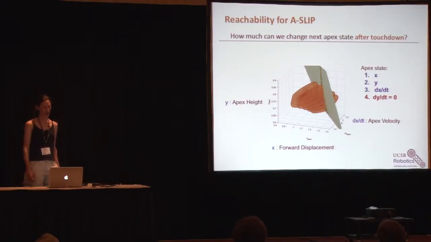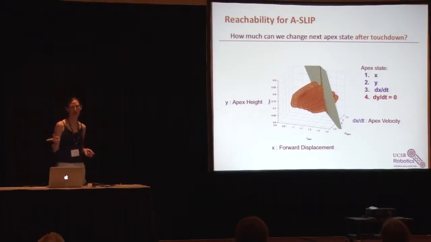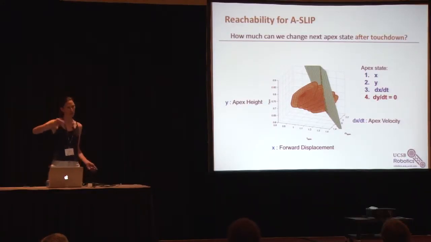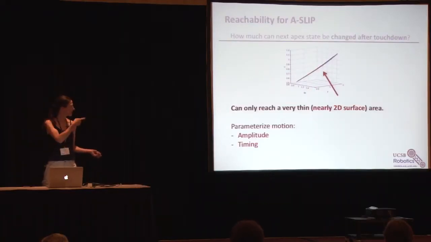The idea is, how much can we change the next apex state after you've already committed to a particular touchdown angle? Passively, there's going to be one particular apex state. The apex state has positions x and y, and velocities in x and y. By definition, the apex state has zero velocity in y, leaving a three-dimensional state space. Once I commit to a touchdown angle, whatever I do to wiggle that actuator, I'm going to end up pretty much on a 2D surface. Those are different slices, each corresponding to some touchdown angle. It's not quite a 2D surface, but it's very close to being so.